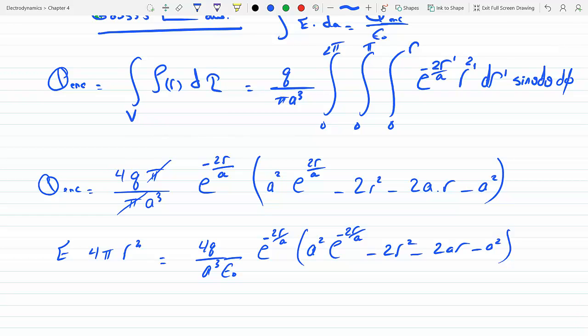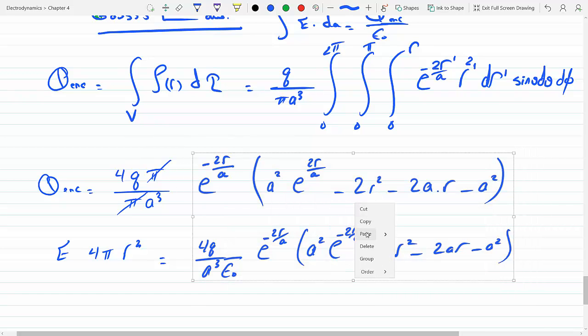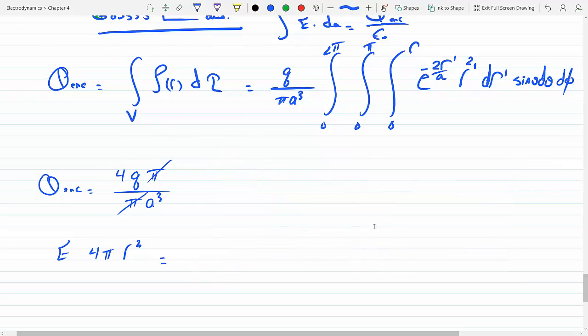Actually, one second, I may have reported the wrong answer. No, that's not the right answer. Sorry, I copied the wrong answer to the integral. One moment, let me just evaluate the integral again really quick.